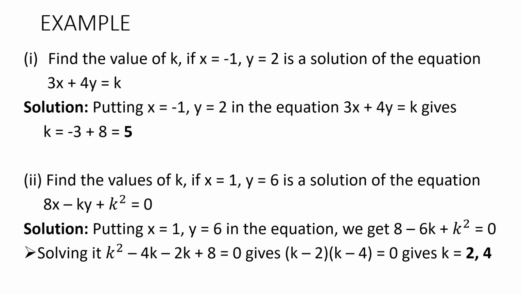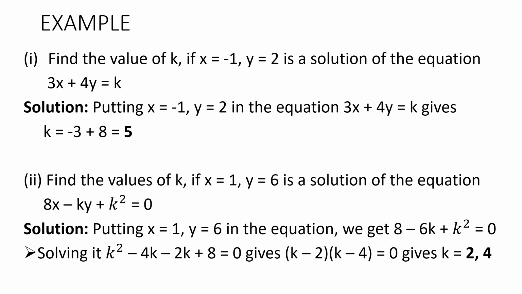Next one, find the values of k if x = 1, y = 6 is a solution of the equation 8x - ky + k² = 0. Remember, this is a linear equation because x and y are linear. So in 8x - ky + k², you put x equal to 1 and y equal to 6. So what do we get? We get 8 - 6k + k² = 0.